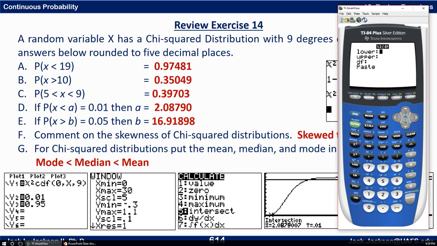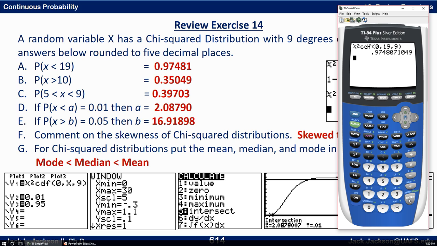One of the things that you want to know is that chi-square distributions start at 0 and go up from there. So probability that x is less than 19 really is from 0 to 19. So we want to start at lower is 0 and upper is 19, and the degrees of freedom are 9. Hit paste and enter, and that will give you the probability that we're looking for there.